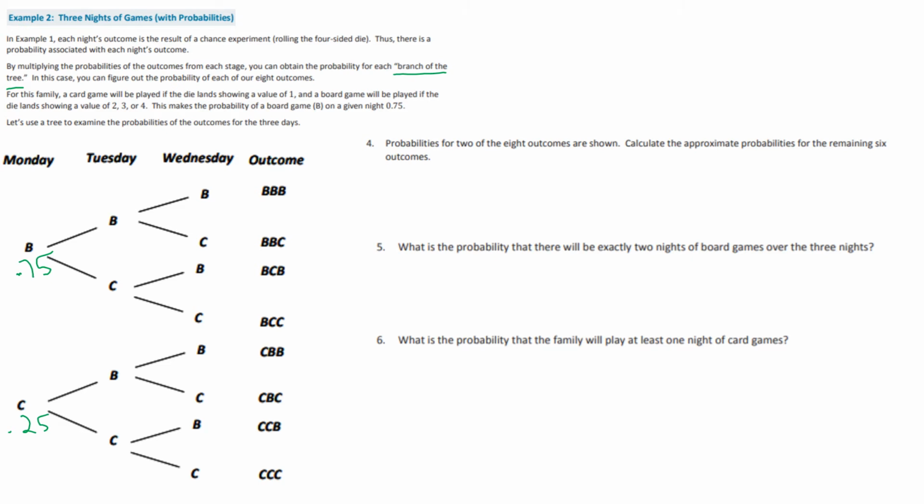Let's use the tree to examine the probabilities of the outcomes for the 3 days. So the first thing that I'm going to do, that way I don't get confused later, is put my probabilities under each letter just to help me follow along. So I know every B is going to be 0.75 and every C is going to be 0.25. So let me just do that real quick. 0.25, 0.75. Maybe color coding would have helped here. I'm going to do that for next time.